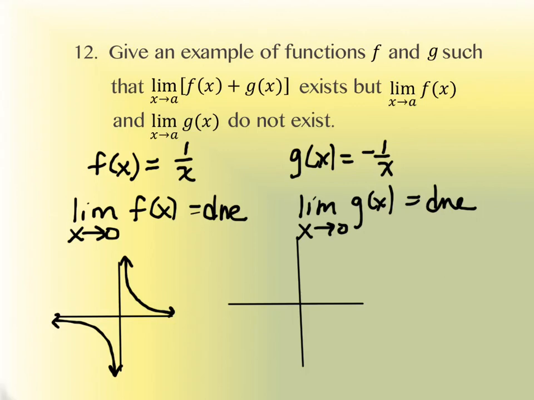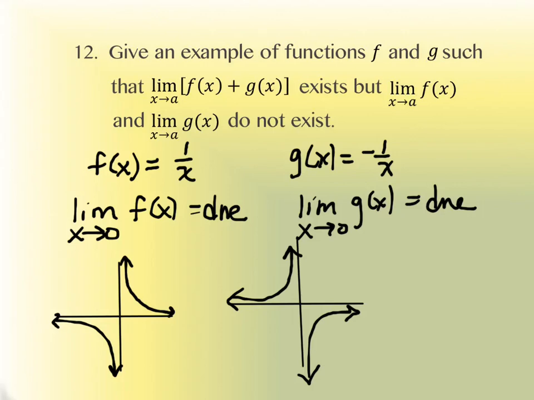What does this graph look like? Yeah, it's just going to change the quadrants that I'm in, right? It's going to flip the graph upside down. Instead of the image that I drew the first time, it's going to be something like this. So again, does the limit exist as x approaches 0? No, it does not. So these individual two limits do not exist. That's what I was supposed to create.